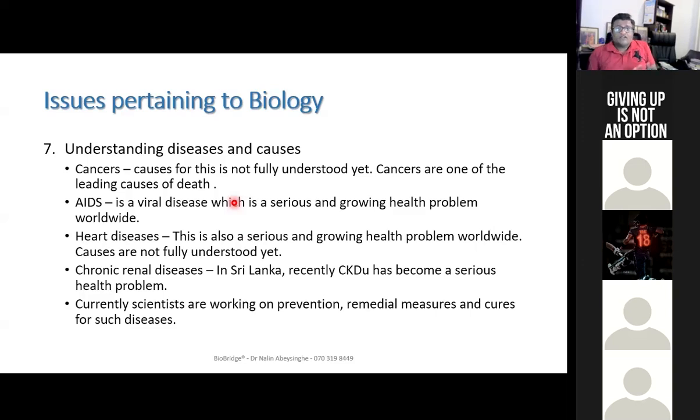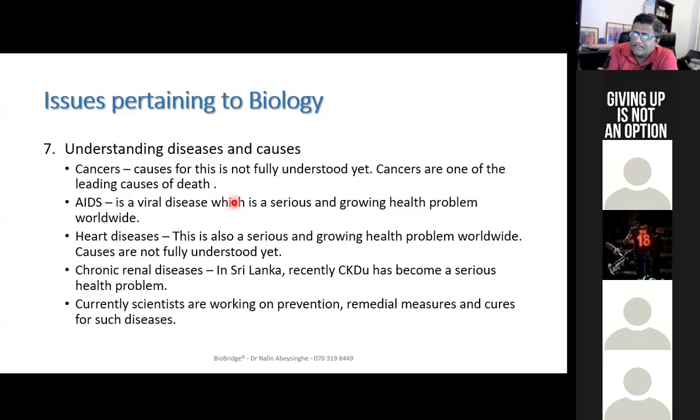Yes, but what to do? If you don't treat, people die. So whatever knowledge we have will be utilized to treat them, but it's not fully understood. Still, it's under research. One after another, thousands and millions of researchers are coming onto the scene, but still the whole thing is not fully understood, right? It's one of the leading causes of death as well.